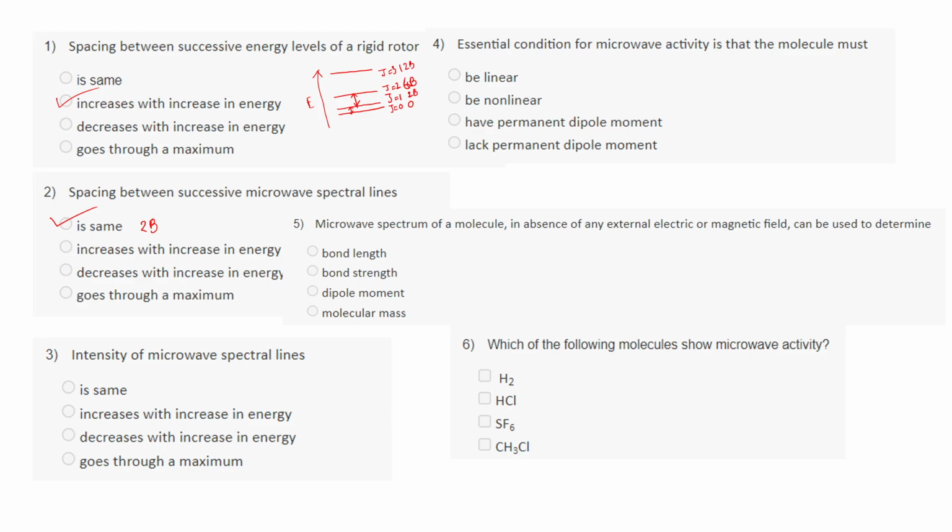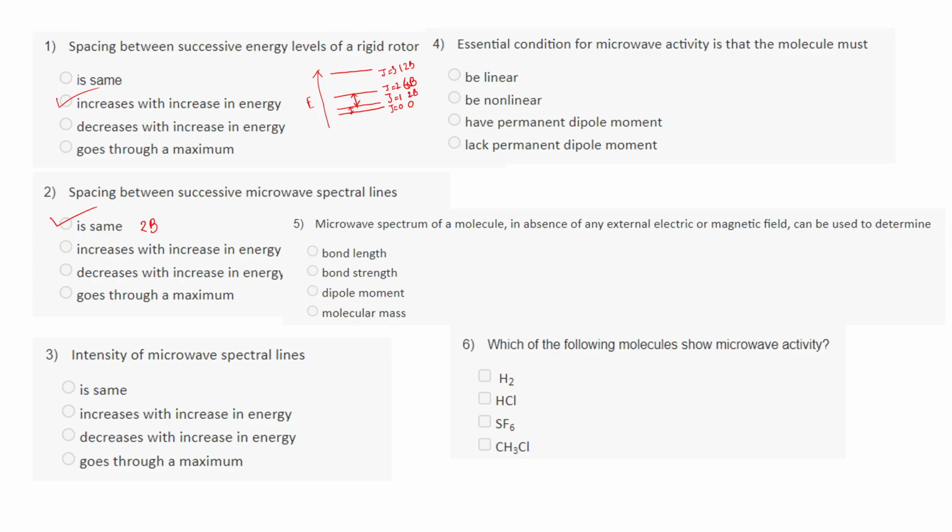To play with you, they can put the value of B in joules. Naturally, we will think it is in centimeters inverse, and we will do the math. So it can be in joules also. Okay, so the third question has to deal with the population. Intensity of microwave spectral lines is same. So four options are same. What do you think for the third question?